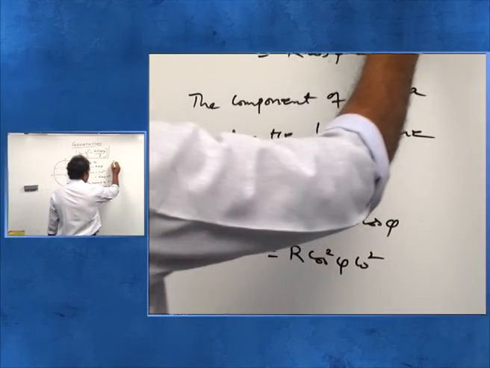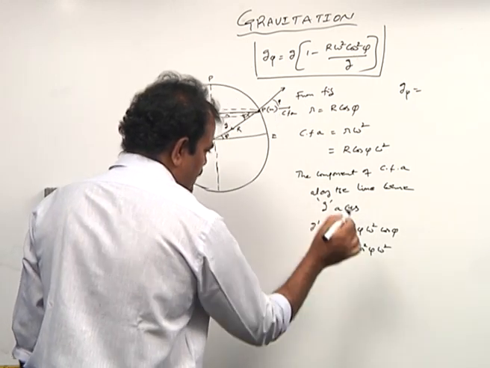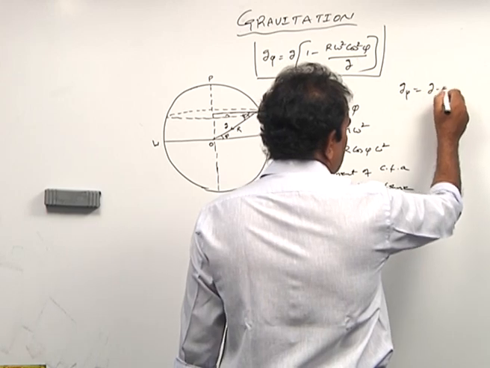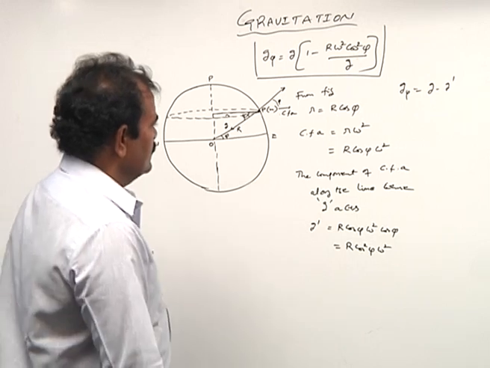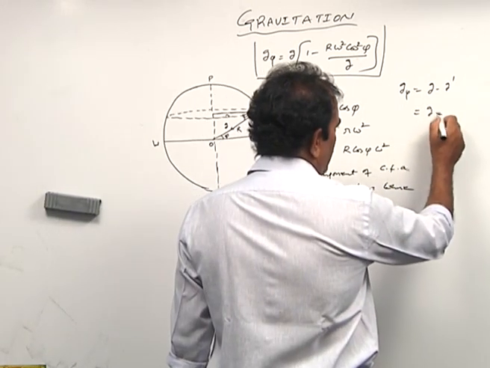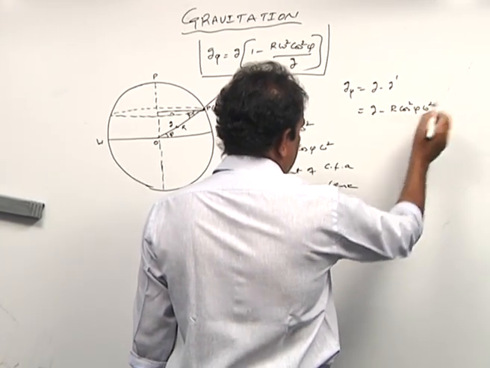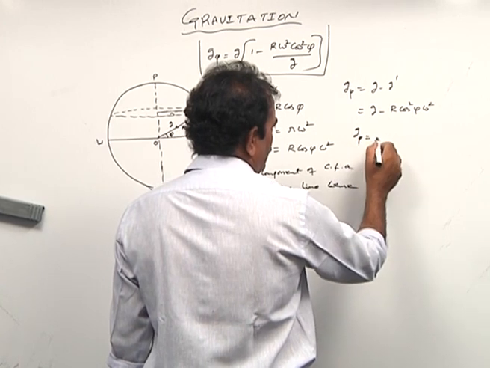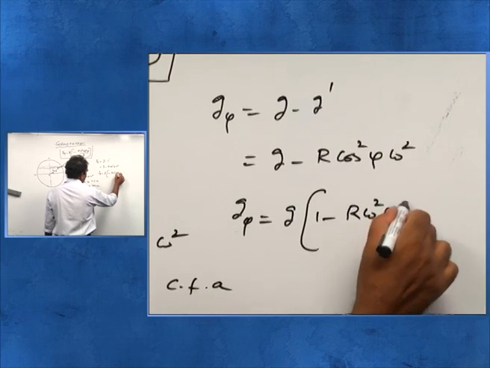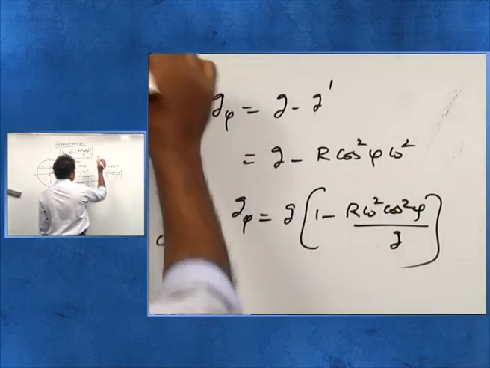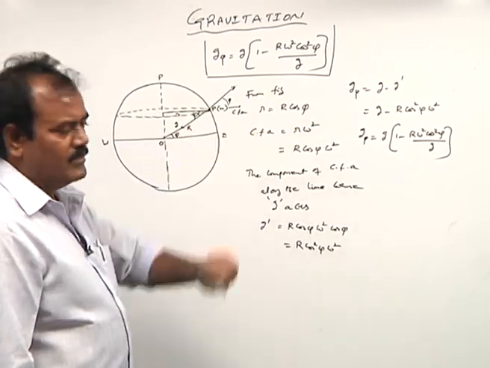Now g phi is equal to, we can consider this is g dash. g phi is equal to small g minus g dash. So g is here and g dash is r cos square phi omega square. Therefore g phi is equal to small g into 1 minus r omega square cos square phi by small g. So this is it.